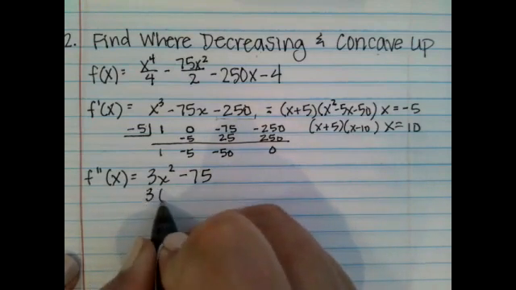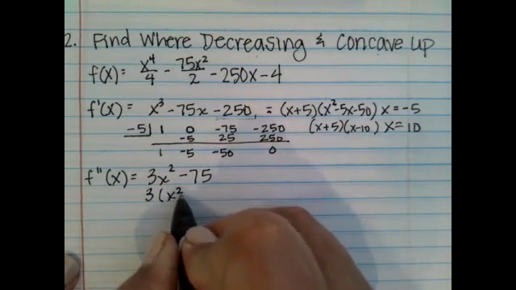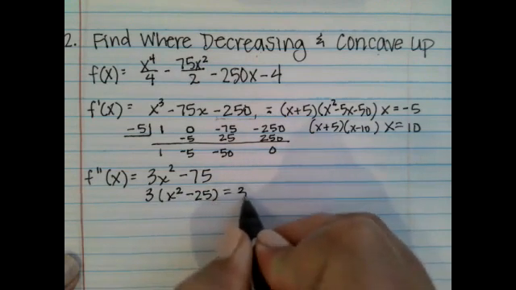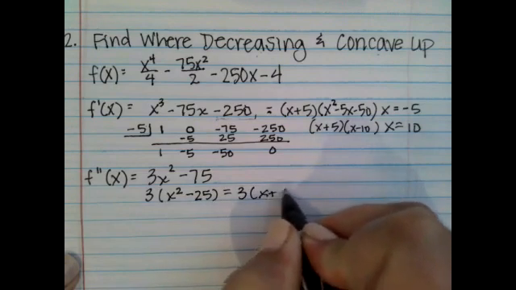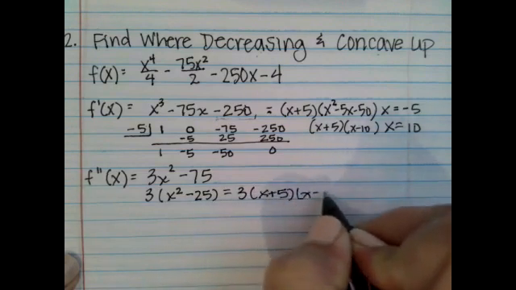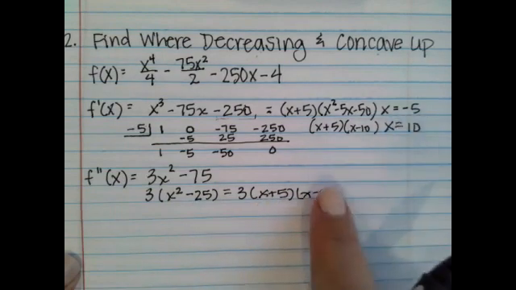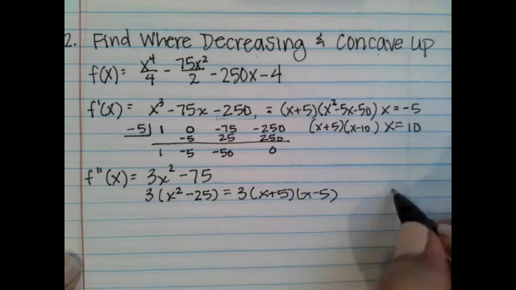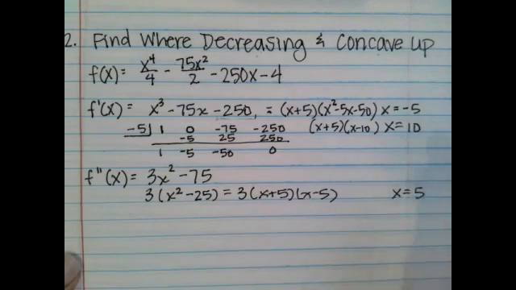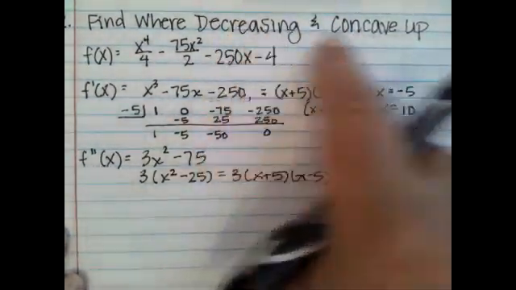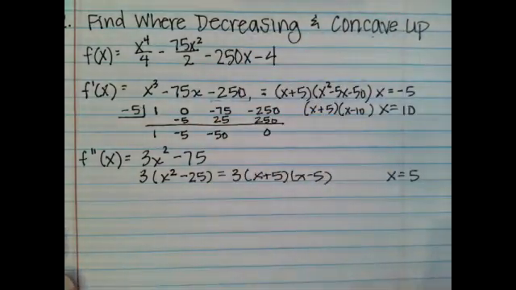I can pull out that GCF of 3, which leaves x squared minus 25, and then that would factor into an x plus 5 and an x minus 5. And I already had that critical value of negative 5 there, but this gives me one more of x equals 5. And that, I think, is important to remember, is that we need both because we need to make sure we're not missing anything here, okay?